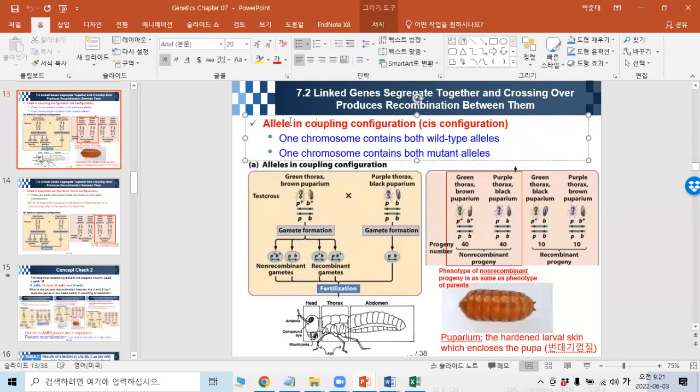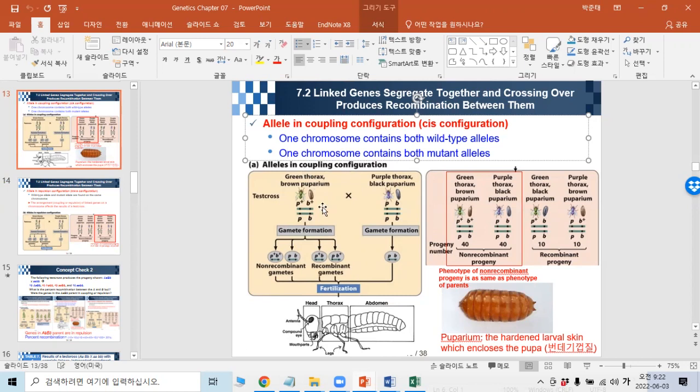So what is the allele in coupling configuration? We call it the cis configuration. It means that one chromosome contains both wild type alleles, and another chromosome contains both mutant alleles. In this case, we call it P plus, B plus. Another chromosome has small p, small b. In this case, we call it the cis configuration.